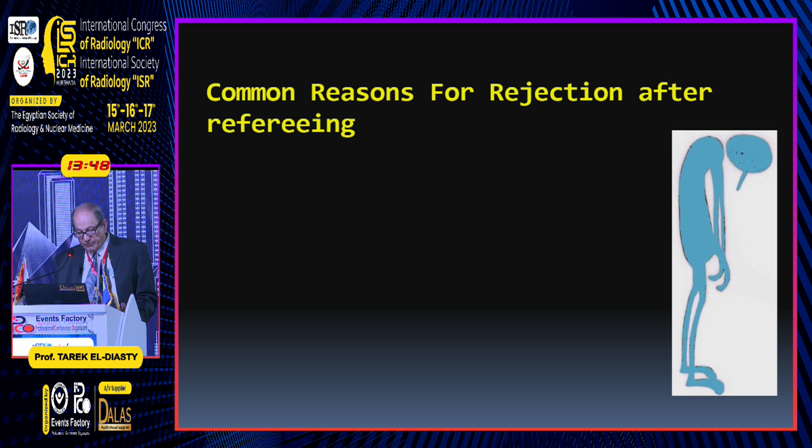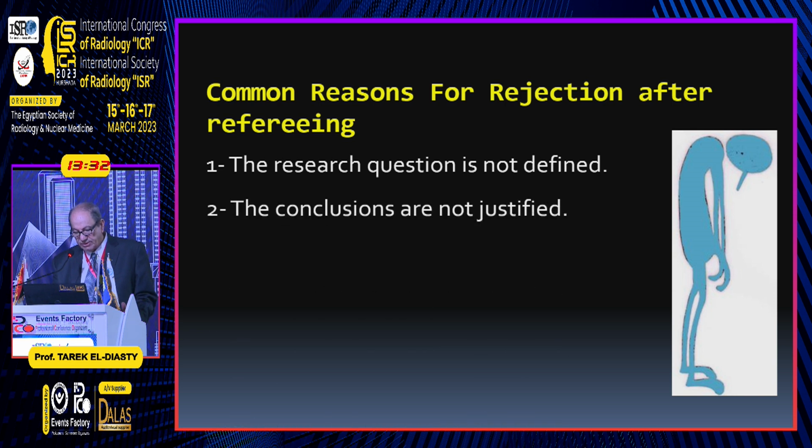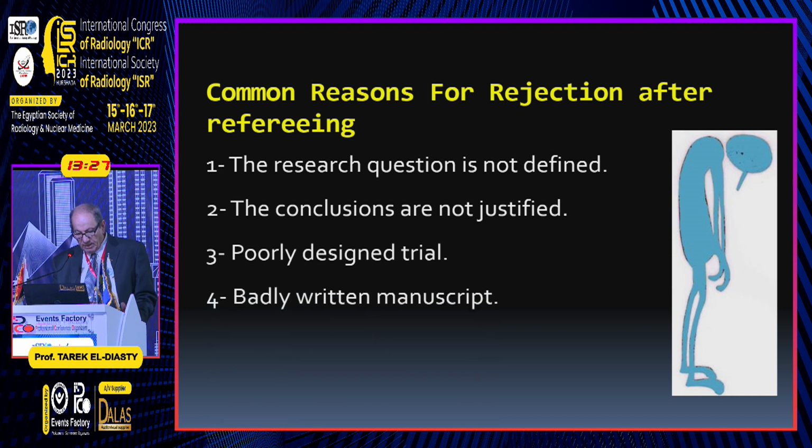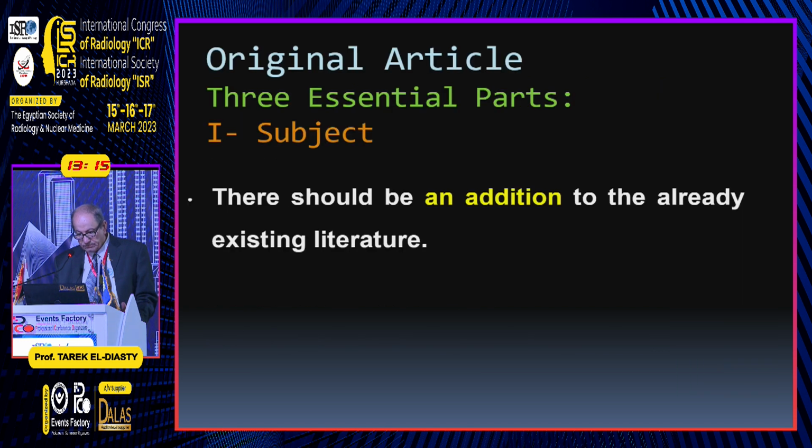After refereeing, usually most journals have at least two blinded reviewers. The reasons for rejection after peer review are: the research question is not defined, the conclusions are not justified, poorly designed trial, badly written manuscript, and authors don't adequately respond to reviewers' comments. So this is a rejection after revision of the article.